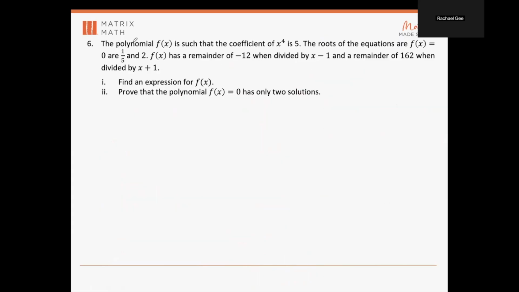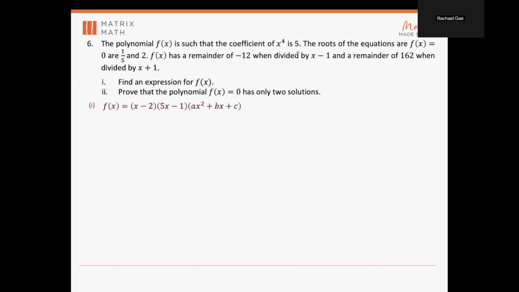Okay, for question 6, polynomial f(x) is such that the coefficient of x^4 is 5. The roots of the equation f(x) = 0 are 1/5 and 2. So f(x) has a remainder of -12 when divided by x - 1 and a remainder of 162 when divided by x + 1. So find an expression for f(x).